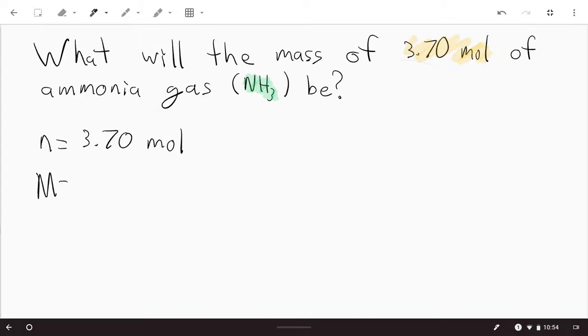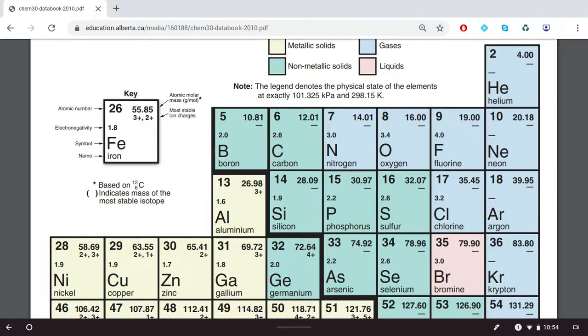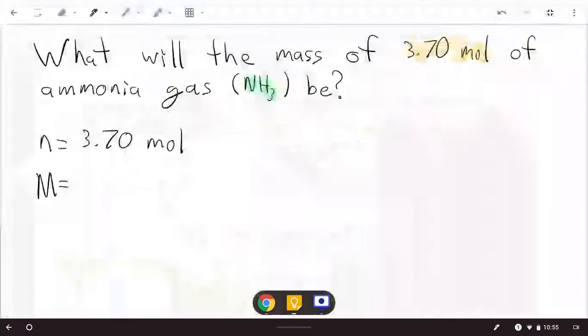So if I want to figure out what the molar mass, capital M, is, I need to figure out what the individual molar masses of the nitrogen and the 3 hydrogens are. In order to do that, I'm going to take a look at the periodic table. On the periodic table, nitrogen is on the right-hand side, which means it's in about the middle of this page here. And I see in the top right-hand corner of nitrogen's square that its molar mass is 14 and 1/100th of a gram per mole.